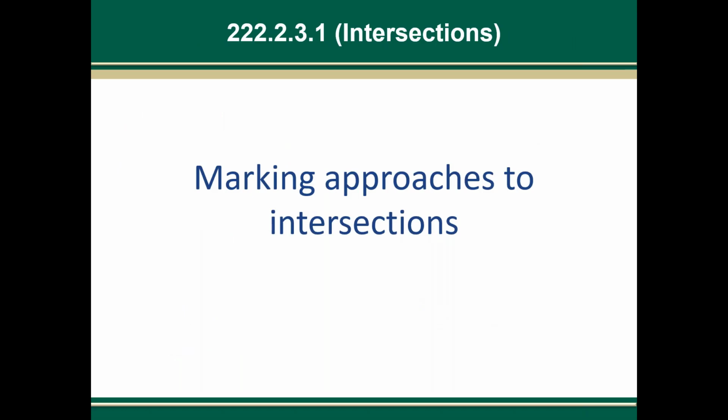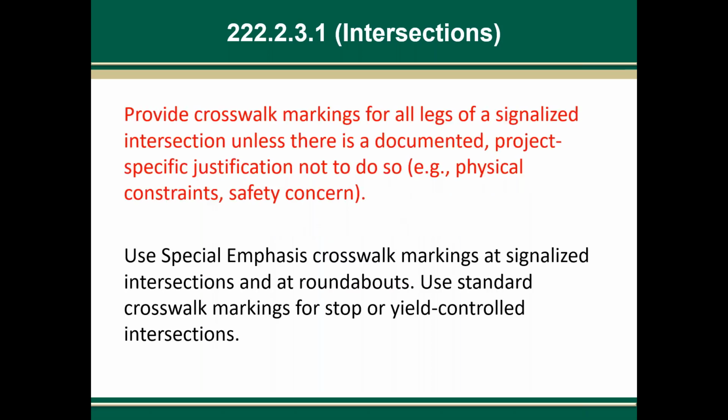So first of all, in the intersections section of this chapter, 222.2.3.1, we clarify marking approaches to intersections. The new text is in red here. It states, provide crosswalk markings for all legs of a signalized intersection unless there is a documented project-specific justification not to do so, such as a physical constraint or a safety concern. So this is just a clarification as to what we're looking to see with marking crosswalks.